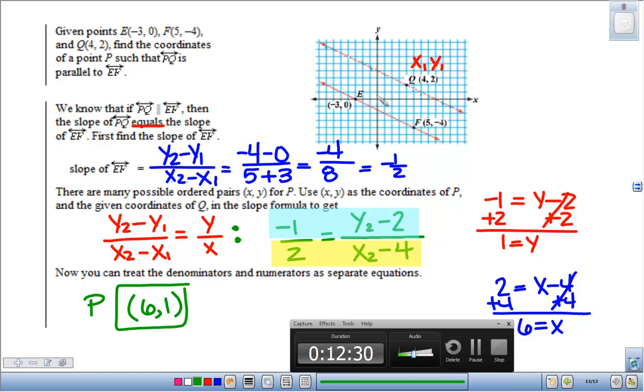And if you want to check yourself, go to (6, 1). 1, 2, 3, 4, 5, 6, 1. Is that on the line? And it is. That's how you do it. Make sure you have your notes. You understand that parallel means same slope, perpendicular means opposite reciprocal slope.